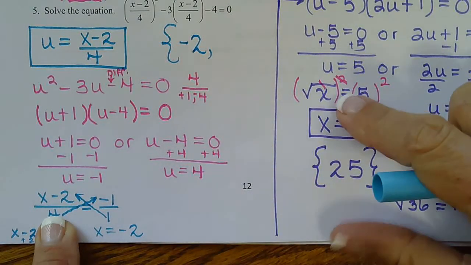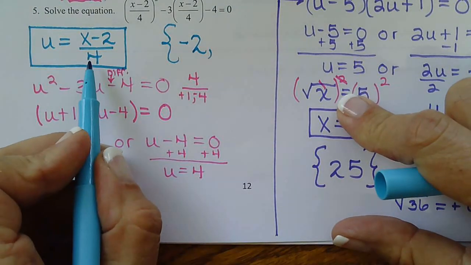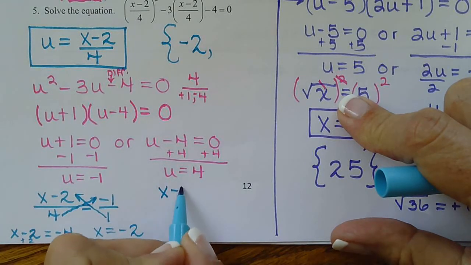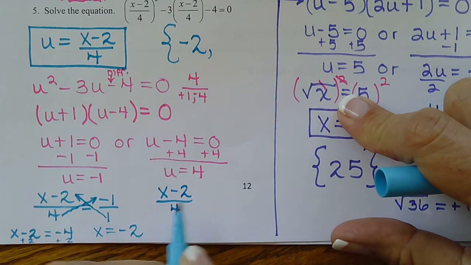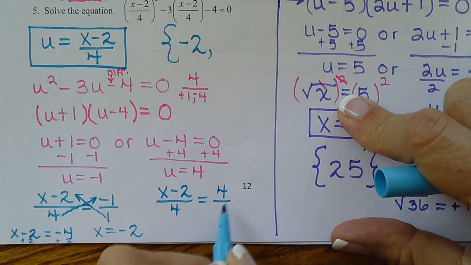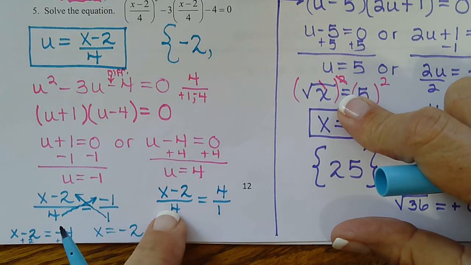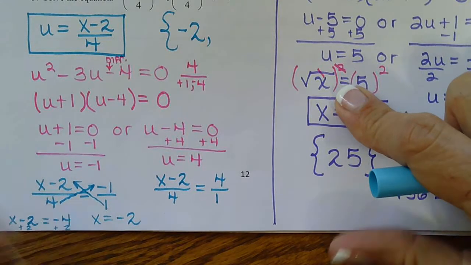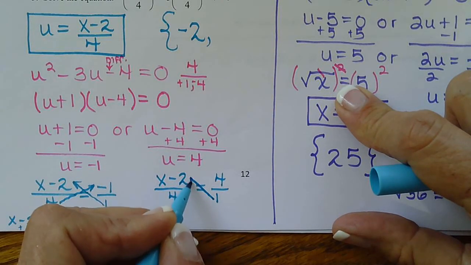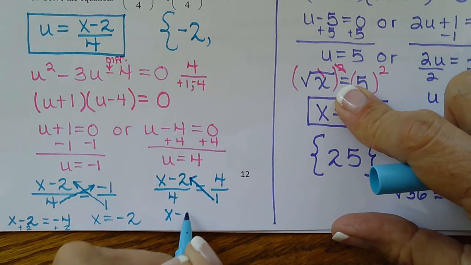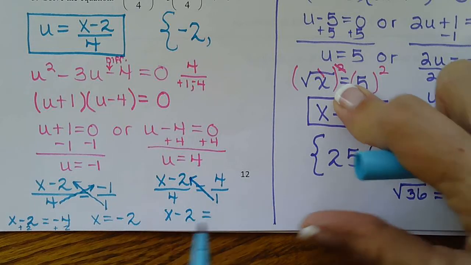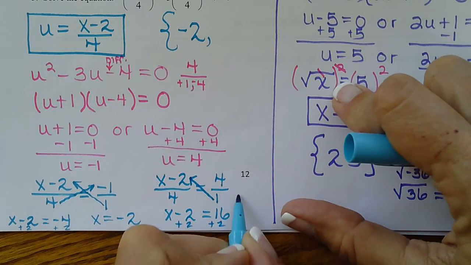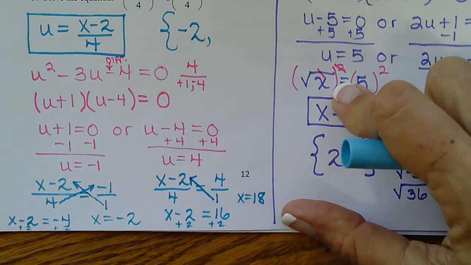Now we have to do the same thing over here. So in place of u, we're going to put x minus 2 over 4 because this says they're the same thing. So x minus 2 over 4 equals 4 over 1. Again, when you see a fraction on one side, go ahead and make the other side a fraction too, so you can cross multiply. So on this side, I get x minus 2 equals 16. Add 2, and we get x equals 18 as our second solution.